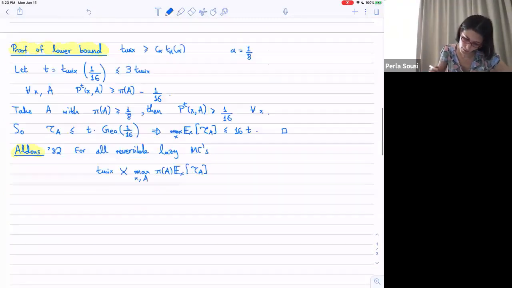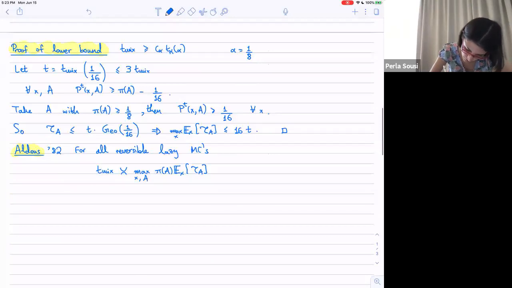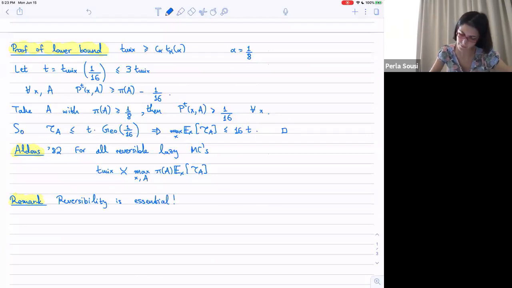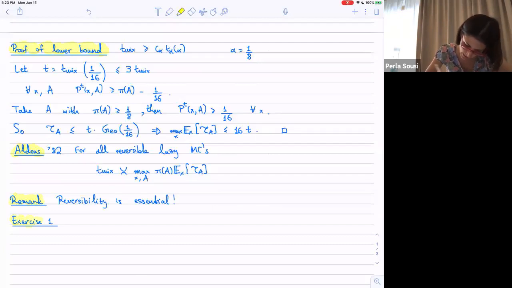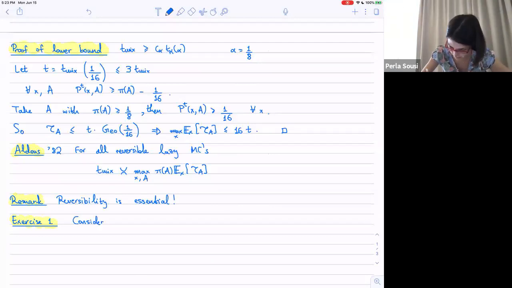So, remark. Reversibility is essential. And I'm going to write an exercise. So let's consider a biased random walk on Z_n, plus laziness.